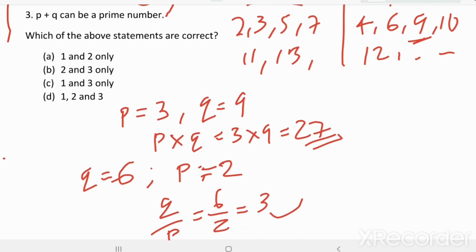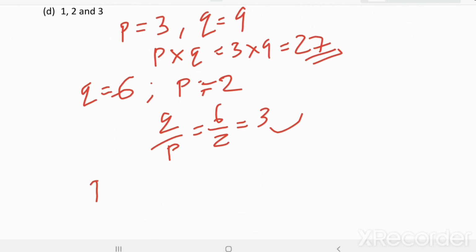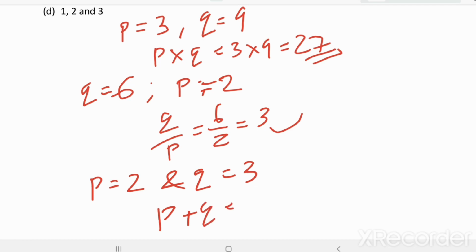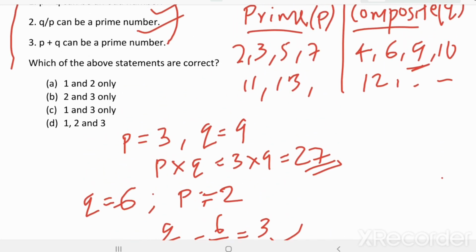Now see the third statement. p plus q can be a prime number. p equals 2 and q equals 3. Then p plus q equals 2 plus 3 equals 5. It is a prime number. So p plus q can be a prime number. This is also true. Then all the three statements are correct. Option D is the right answer.